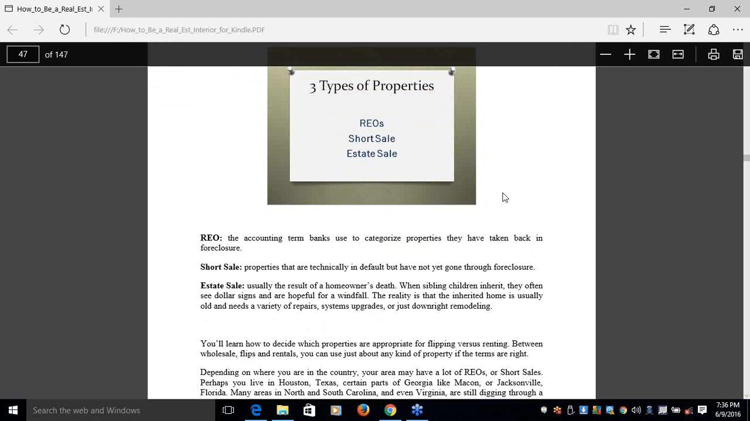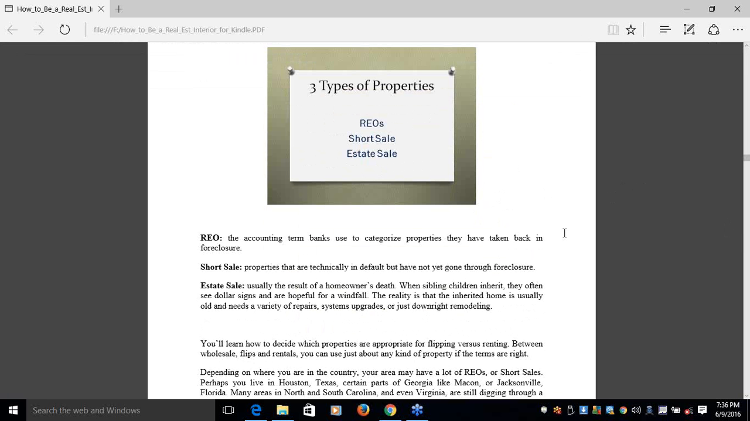All right. Short sales are properties that have not yet gone through foreclosure. Okay. Short sales are pre-foreclosure, and a lot of the banks have been trying to sell those in the last few years, pre-foreclosures, through using us agents before they go into foreclosure.